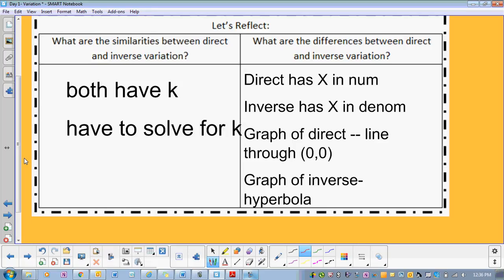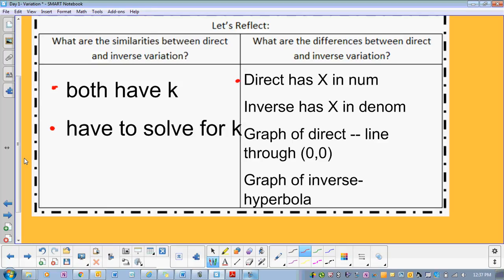What are the similarities between direct and inverse variation? I already filled it in. Well, they both have K, right? Both have K. And for both of them, you have to solve for K, unless they give you K. So then what are the differences?